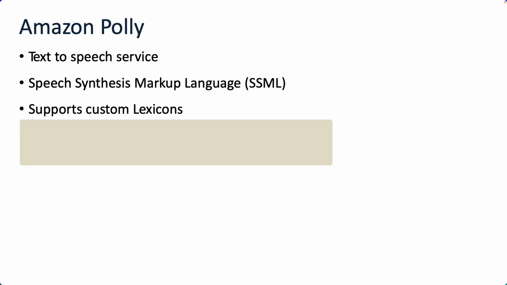Amazon Polly is a text-to-speech service that supports using the Speech Synthesis Markup Language, or SSML, and you can choose how you want your speech to be rendered, such as shouting or whispering. It also supports custom lexicons, which you can use to explain how words are pronounced. So make sure you understand what Amazon Polly is as well.